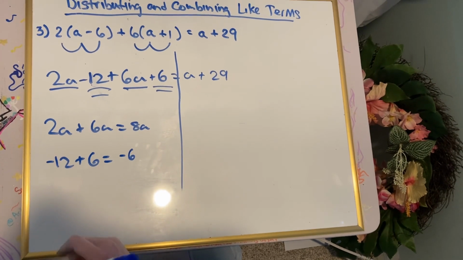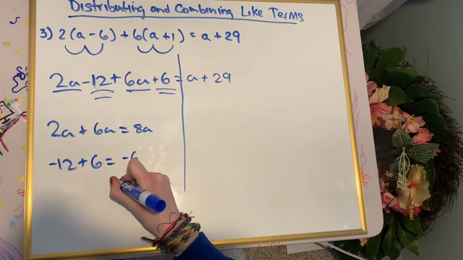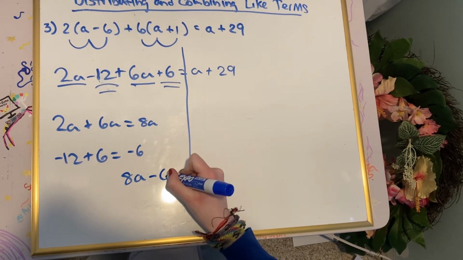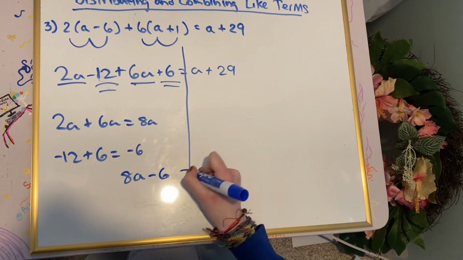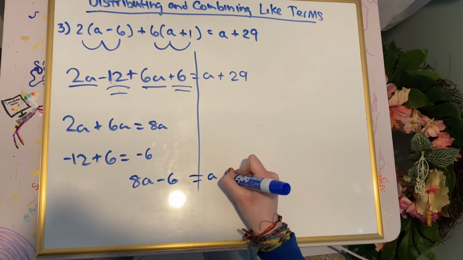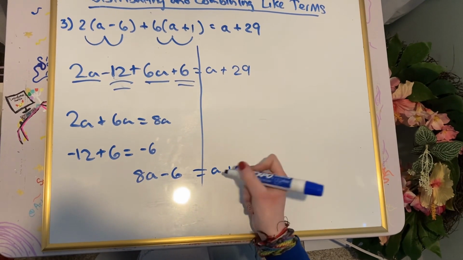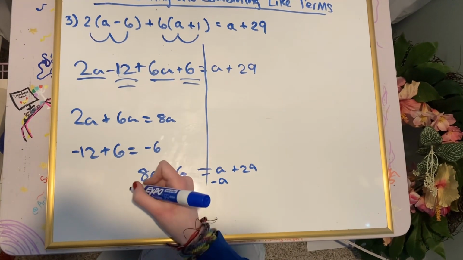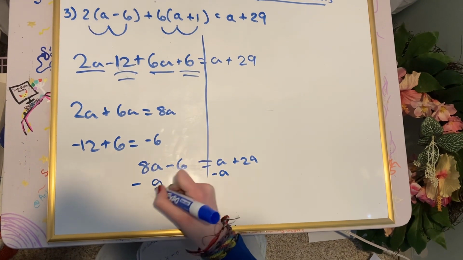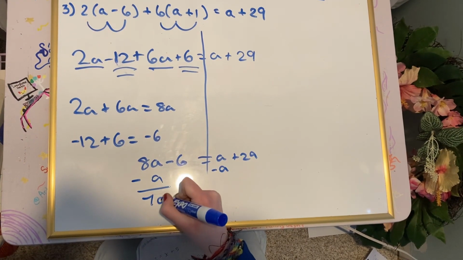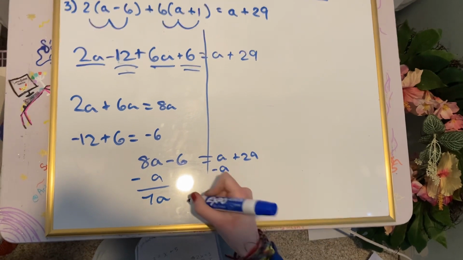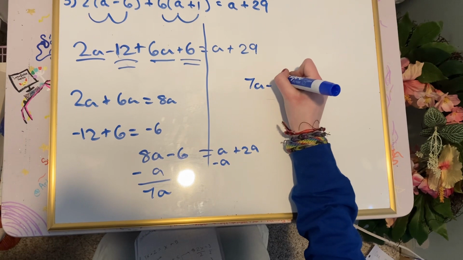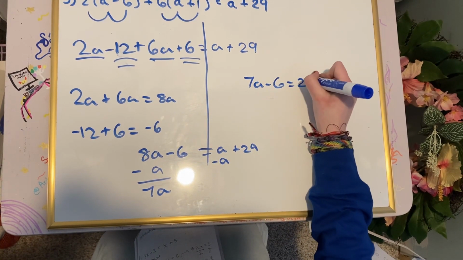So the equation that we have now is 8a minus 6 equals a plus 29. And since here again, this a is less, we are going to subtract that from 8a. So now it's 7a. Now the equation is 7a minus 6 equals 29.